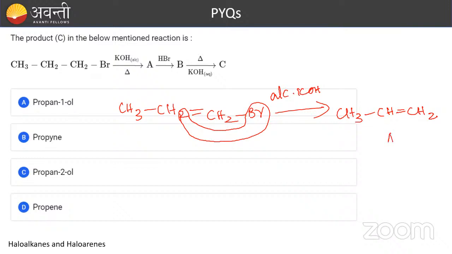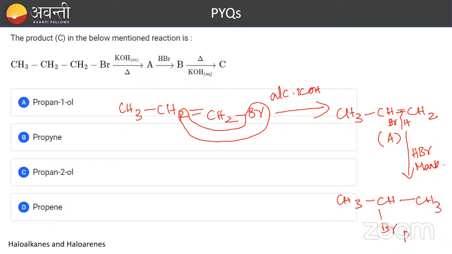This is compound A. And this compound is treated with HBr. So what is this? This is Markovnikov's addition. So you have to break the bond and add Br and H here. So we will get CH3, CH, Br and CH2, CH3. Okay, this is compound B.